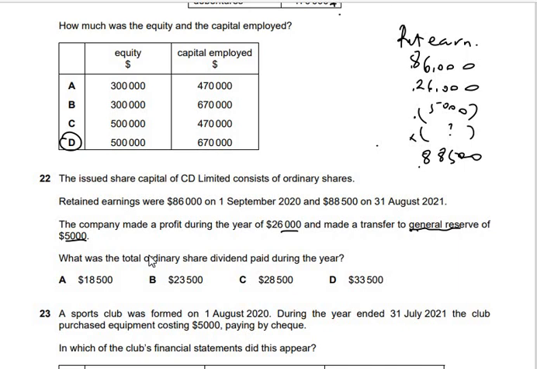All right. So if we take 86,000 plus 26,000 minus 5,000 minus 88,500, I'm getting 18,500.